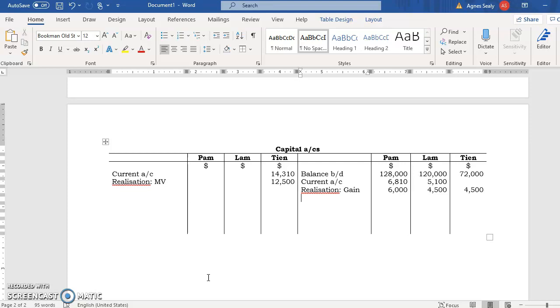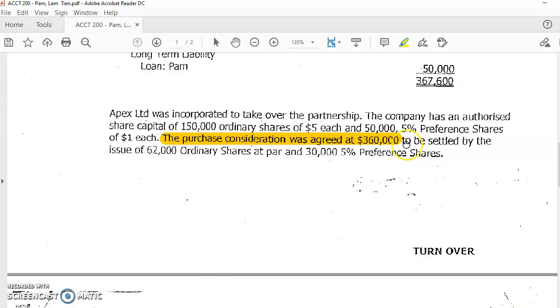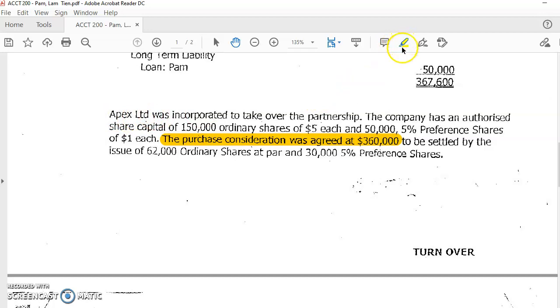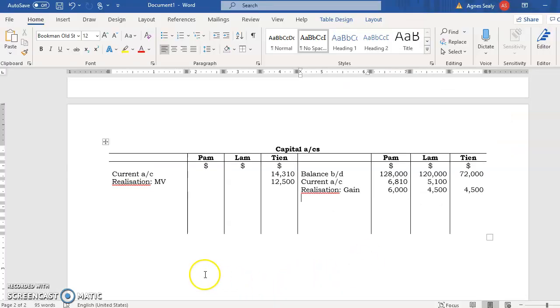So let's look at calculating these, starting with the ordinary shares. Let's go back to our question. The question states how we are going to settle this $360,000. In order to settle this $360,000 as purchase consideration, Apex Limited is going to issue 60,000 ordinary shares at par. That's the first thing. So let's go to the calculations.